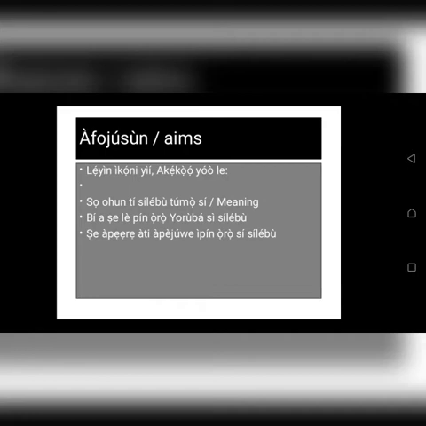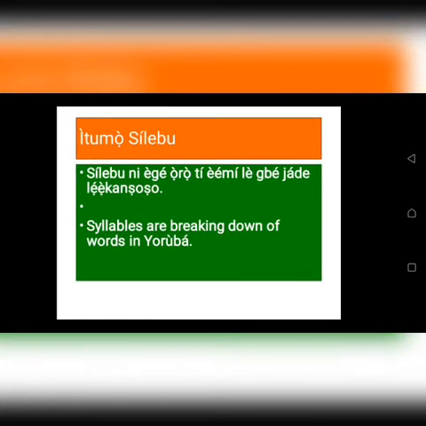Okay, now that we have known our topic and what we want to do, let's go into learning first. What is syllable? Kí la lè pè ní syllable? Syllable ni ègé ọ̀rọ̀ tí èémí lè gbé jáde lẹ́ẹ̀kan ṣoṣo. What is the meaning of that? Syllables are breaking down of words in Yoruba language. How we break words in Yoruba language. And how do we do that?